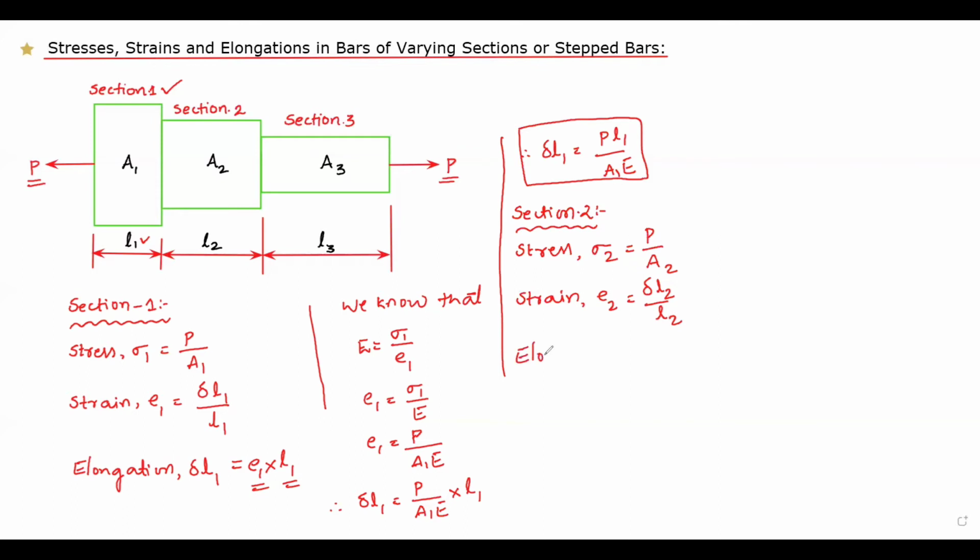So my dear students, I will write the elongation directly here, because we need to follow a similar procedure. Delta L1, which we have got, is PL1 by A1 E. So it is for section 1, right? Then delta L2 is equal to PL2 by A2 E, right? We have got the elongation for section 2 also.